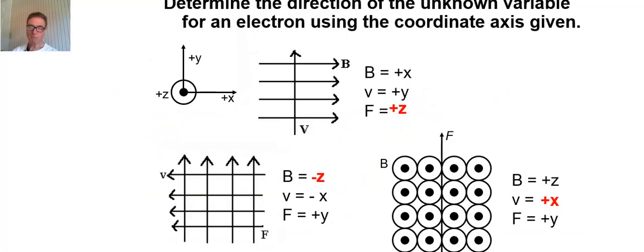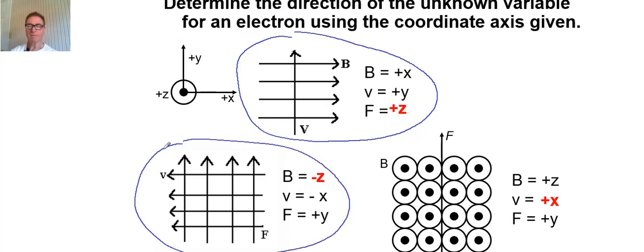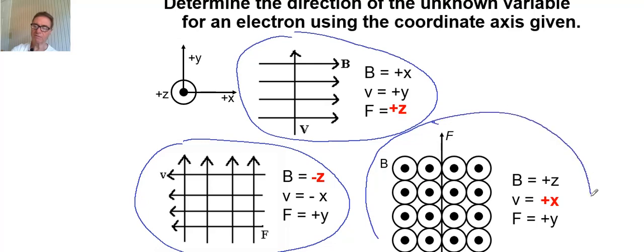Okay, so let's do a couple more examples. All right, and in these cases, we're not necessarily just looking for the force. We could be looking for the force in the top example. We'll be looking for force. In the lower left example, we're going to be looking for the magnetic field direction. In the lower right over here, we're going to be looking for the direction of the velocity. Going to do the exact same thing. Right? So for the top one, let's see.